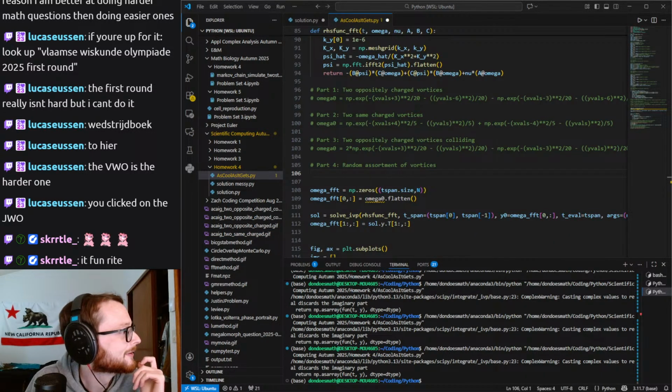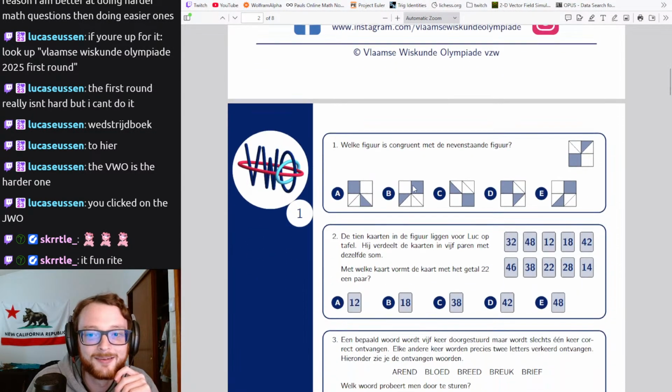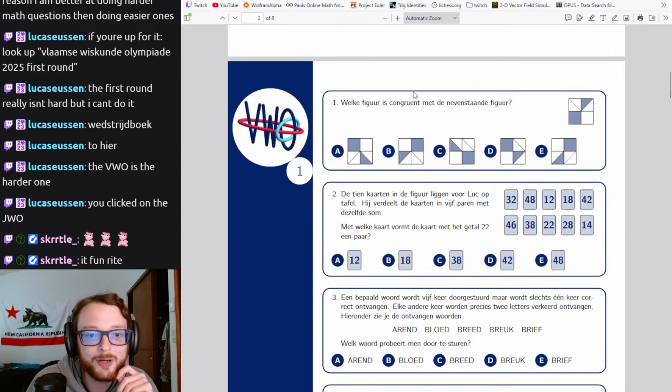Is there a way to translate this page, right? Somewhere in this browser. I'm looking.